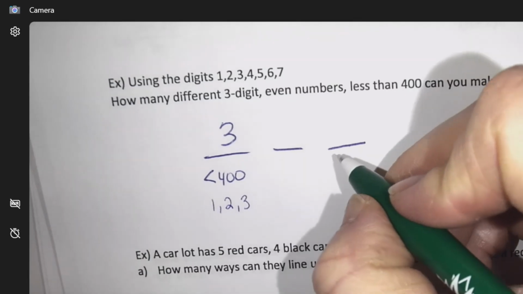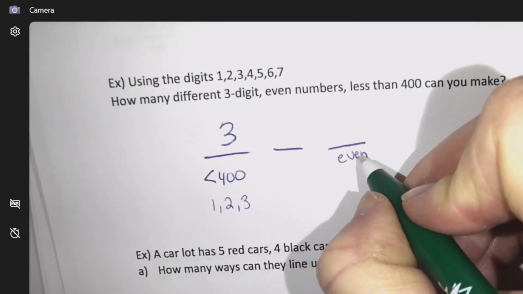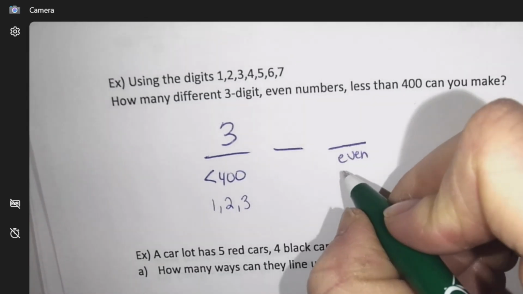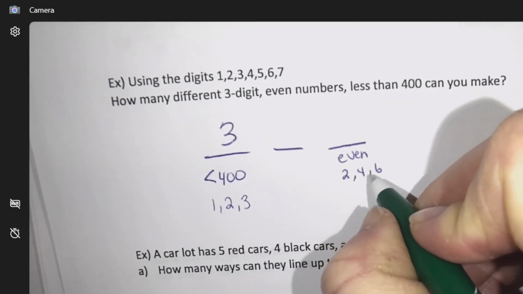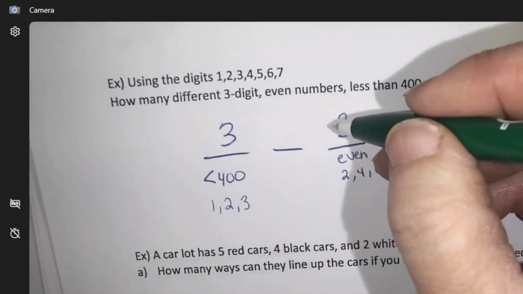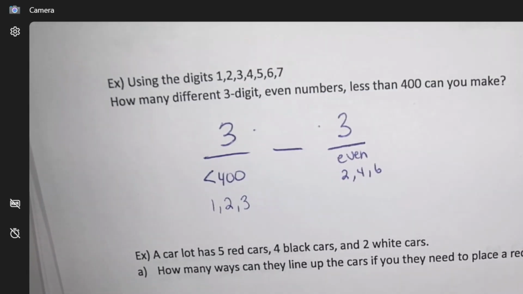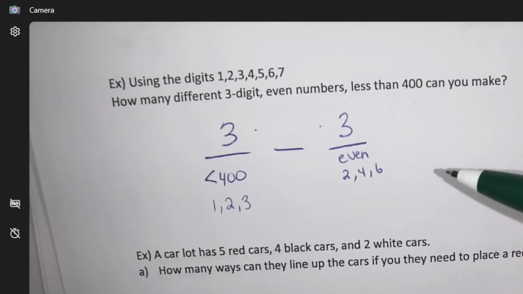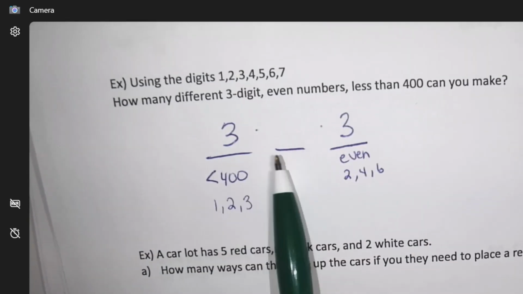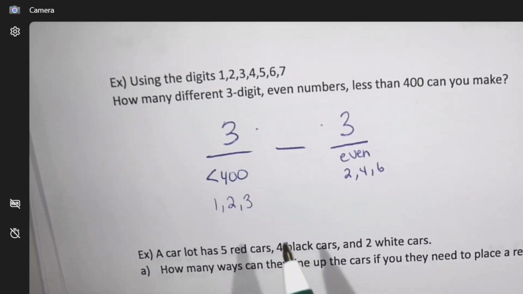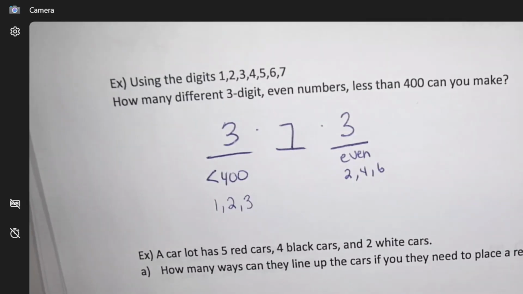Do you know what even means? To be even, you'd have to end, I don't care about anything else, just the end would have to be like a 0, 2, 4, 6, 8. So I have a 2, a 4, or a 6 available at the end. So I'd have 3 options. Because it doesn't say anything about repetition or not, I could repeat too. So how many things could you put in the middle? I think you can put anything you want, right? So then I would have 7 options.